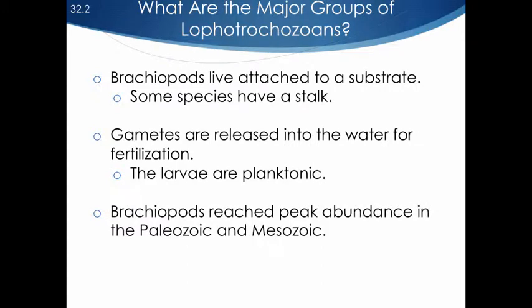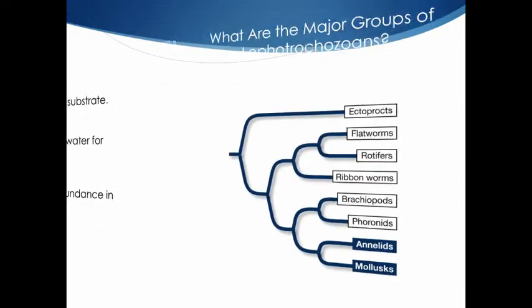Brachiopods reached peak abundance in the Paleozoic and Mesozoic. So again, that's one of the facts that help you map out the evolution of organisms, and it could also help you separate the organisms in your mind. There are only 355 species that have survived. So there were quite a few back then, but we don't exactly know why, and now we only have a couple that are alive today.